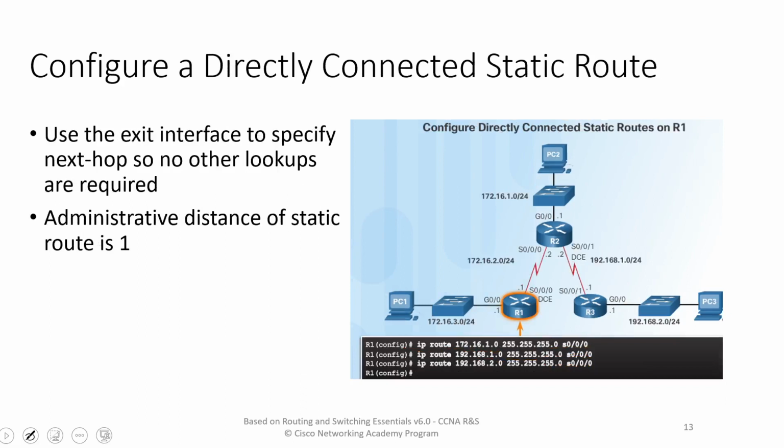When we want to configure using directly connected interfaces, here what we will use is the same command, IP route. We'll specify the network using the network address and the subnet mask, and we'll specify the interface through which we are connected.